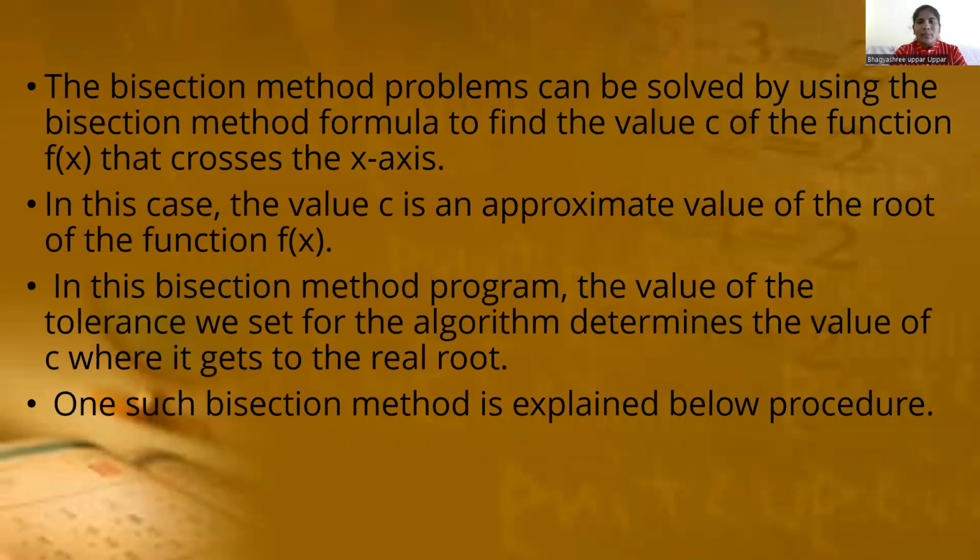The bisection method problems can be solved by using the bisection method formula to find the value of c of the function f(x) that crosses the x-axis. In this case, the value c is an approximate value of a root of the function f(x). In this bisection method program, the value of the tolerance we set for the algorithm determines the value of c where it gets the real root. One such bisection method is explained below in the procedure.